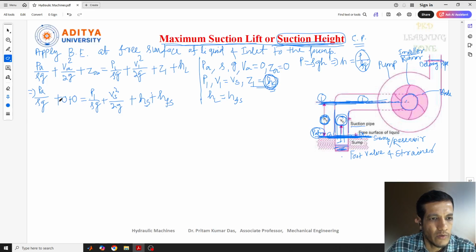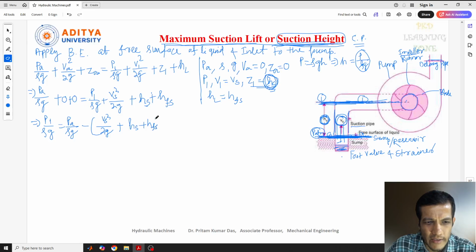Now, finally we can write it like this. Let me keep P1 by rho g on one side, and the other terms I'll take to the other side. So we can write here PA by rho g, minus Vs square by 2g, and this is plus HS, and we can write this is HFS.